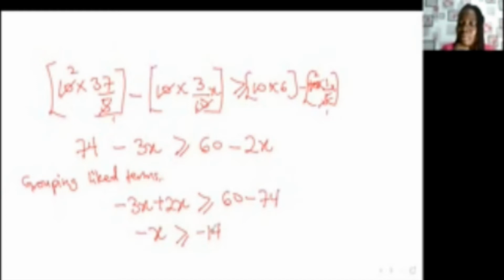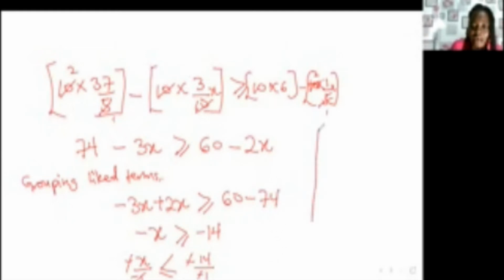Now, when you are dealing with inequality and you are dividing by a negative number, the sign changes. So with this one, we are going to have negative x over negative 1. We want to get rid of this negative. So this sign will change to a less than or equal to sign. So minus 14 over negative 1. It is because we are dividing by a negative number. So that the negatives cancel out, we are going to have x is less or equal to 14.